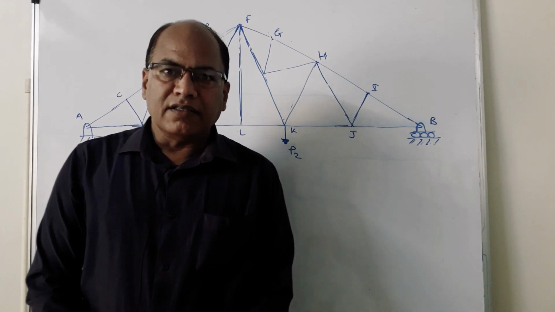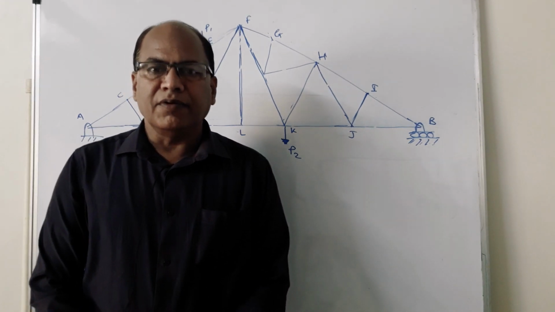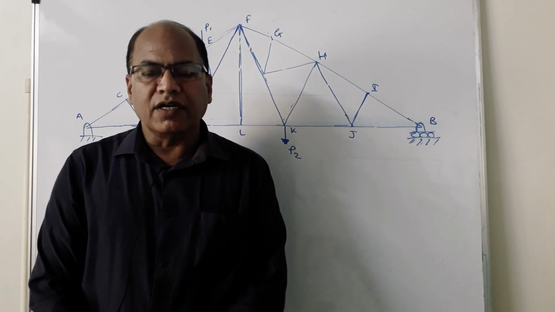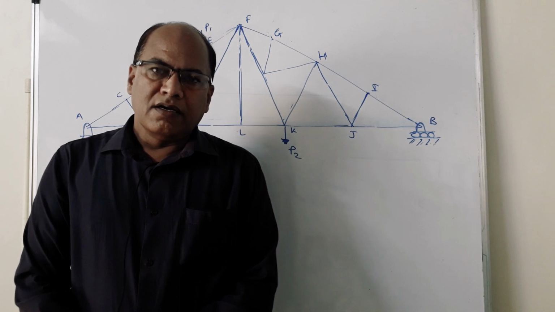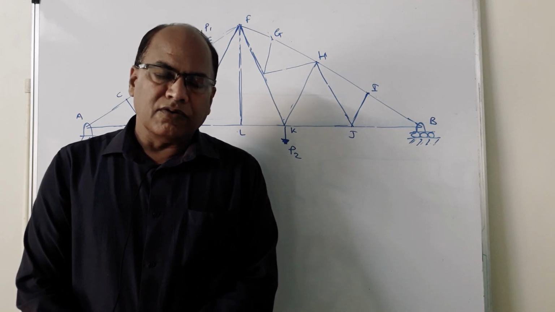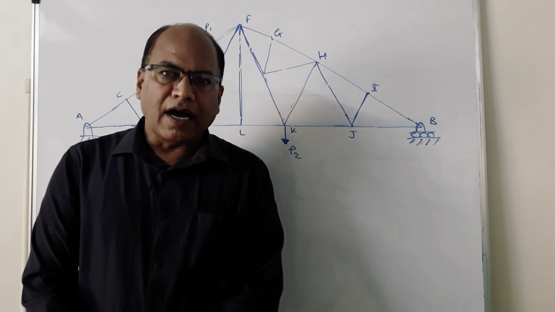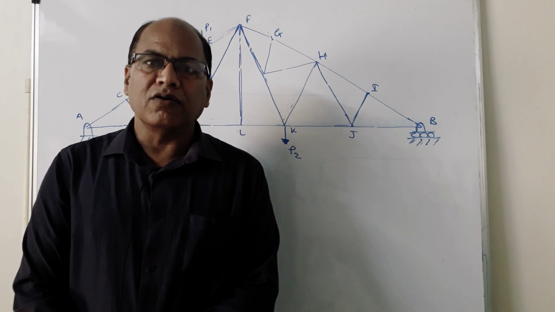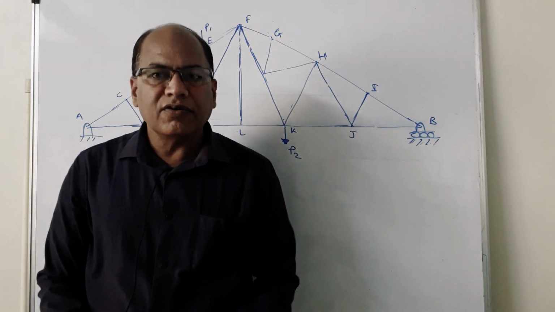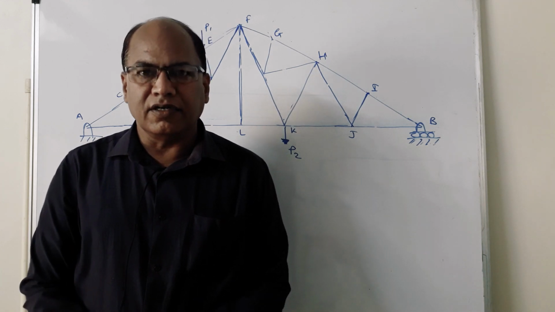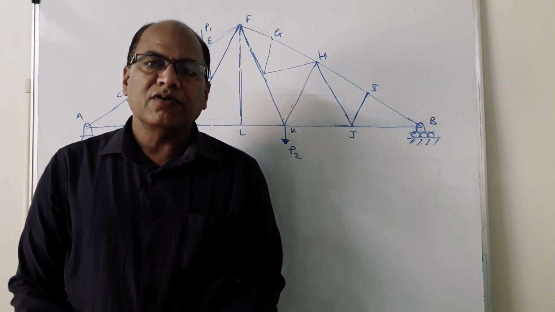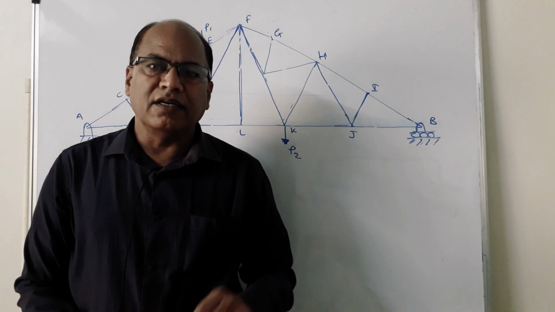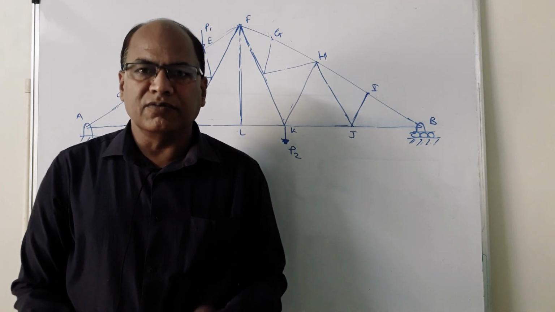Now in order to identify the zero force member in a truss, you will have to keep in mind two thumb rules. I am going to dictate these two thumb rules one after another. The first thumb rule: you will have to go to that joint at which two members are meeting, and these two members should be non-collinear. There should not be any force or reaction acting at that joint. So if there is no force or reaction acting at a joint where two non-collinear members are meeting, then both the members are zero force members.